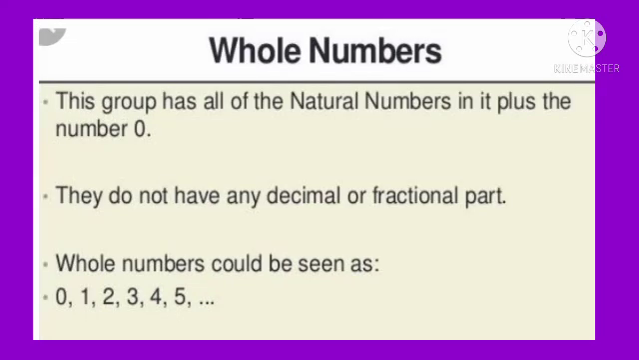Whole numbers. This group has all the natural numbers in it plus the number 0. They do not have any decimal or fractional part. Whole numbers could be seen as starting from 0, 1, 2, 3, 4, 5, etc. Natural numbers are denoted by capital N and whole numbers are denoted by capital W.